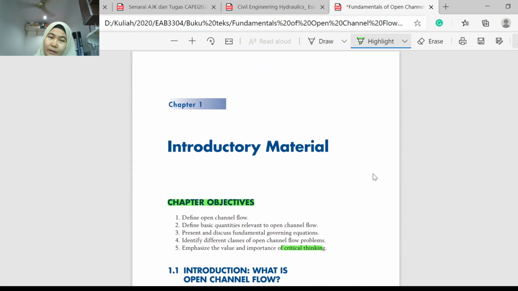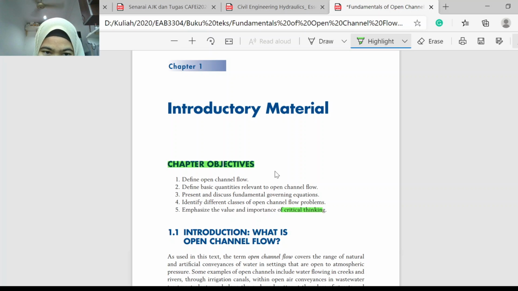Okay, so today we are going to look at chapter 1. This is the introductory material. Before we go further, before we go in depth, it's good if we read this chapter together. For this chapter, there are 5 objectives. First, to define open channel flow, define basic quantities relevant to open channel flow, present and discuss fundamental governing equations. Number 4, to identify different classes of open channel flow problems. And finally, to emphasize the value and importance of critical thinking.